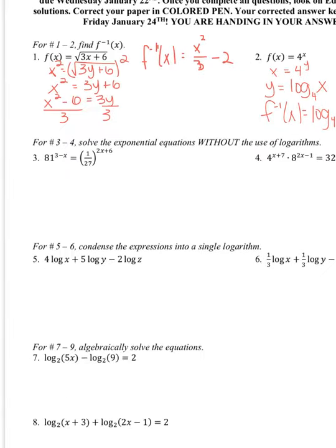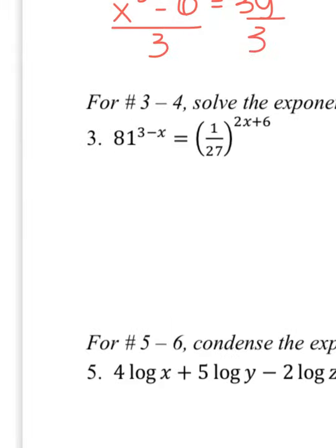For numbers 3 and 4, we have two exponential equations, but it says that we cannot use any logarithms for these questions. So for number 3, I have 81 and 1 over 27 as my bases. They can both be rewritten using 3's. So 81 is 3 to the 4th power raised to the 3 minus x equals, and 27 is 3 to the 3rd power, but this is 1 over 27, so this is going to be 3 to the negative 3rd raised to the 2x plus 6.